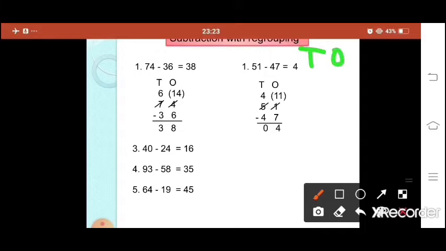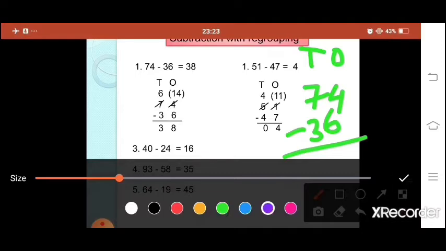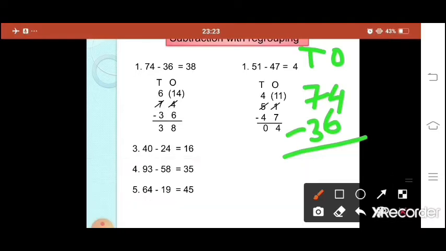How will you write? You will leave some space. Now see, 4 is less than 6, so it is not possible for us to subtract. So what I will do, I will take 1 from here. If I take 1 from here, what will it be? I am carrying 10, so this 4 becomes 14. As I take 10 from 7, 7 becomes 6.